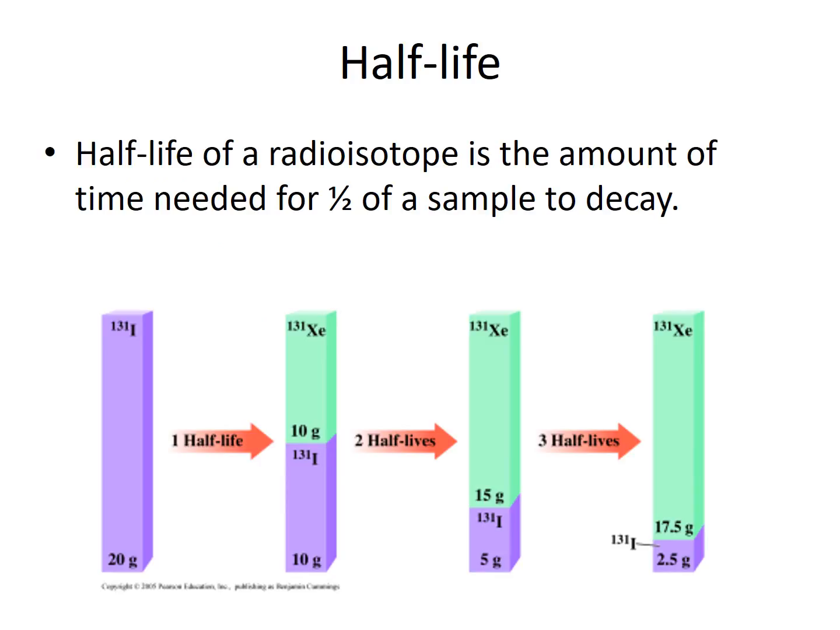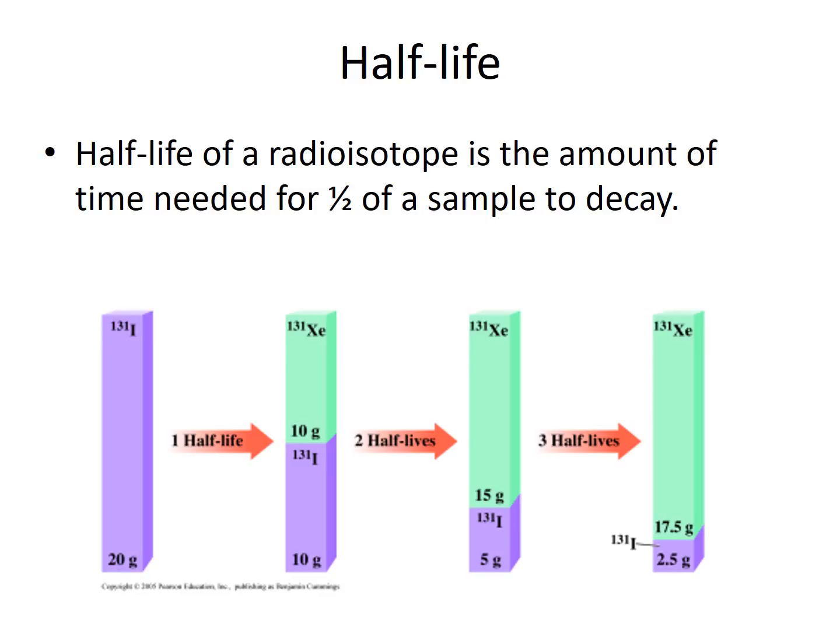Okay, the whole thing with the Twizzlers is actually to illustrate half-life. Half-life of a radioisotope is the amount of time needed for half of the sample to decay. So let's say that we had some iodine-131. Remember, iodine-131 decays and forms xenon-131. If you started with a 20-gram sample, after one half-life, and half-life can vary from isotope to isotope, 10 grams of your original iodine would now be turned into xenon, and the other 10 grams would still be iodine.